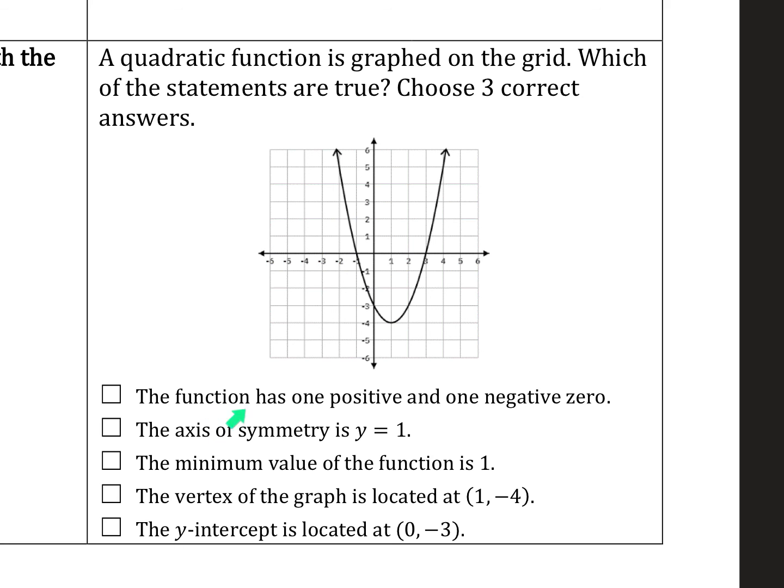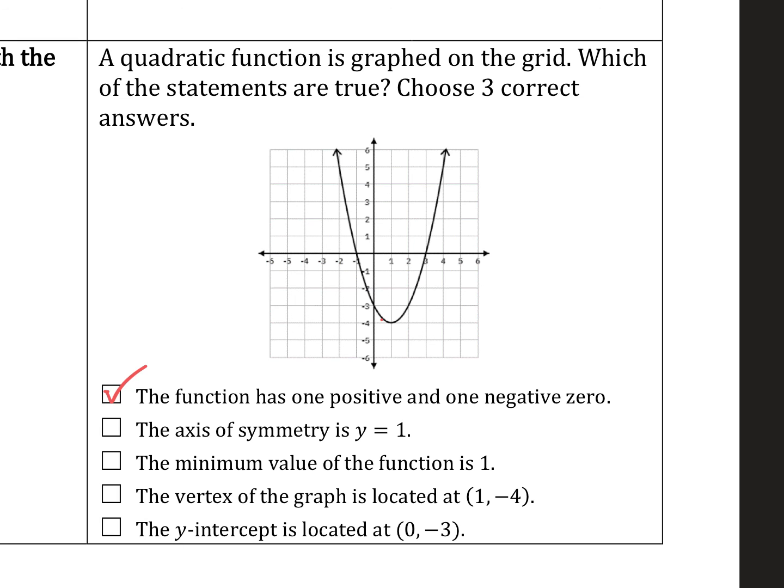All right, the first one, the function has 1 positive and 1 negative zero. So first of all, what is a zero again? Zero is the same as x-intercept. So let's see the x-intercepts. Here's a negative x-intercept at -1. Here's a positive x-intercept. So there's one of them. Everybody understand that?